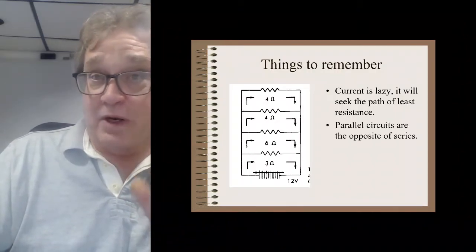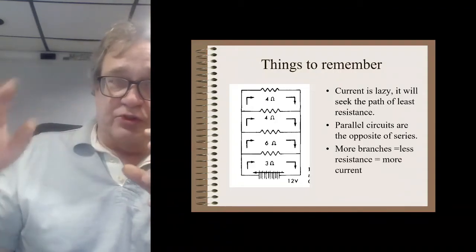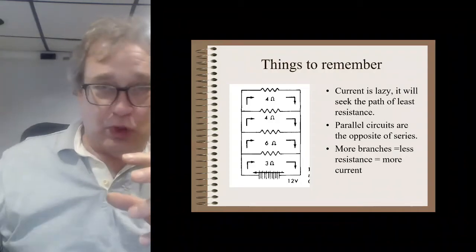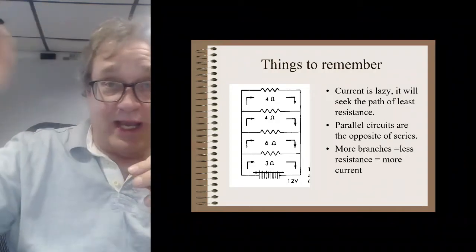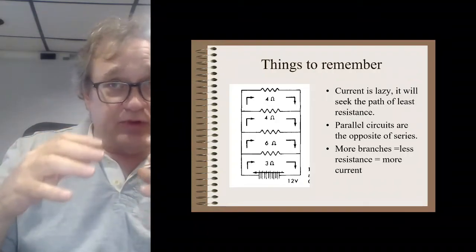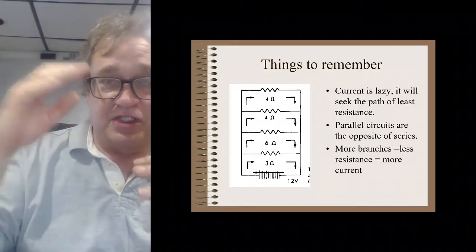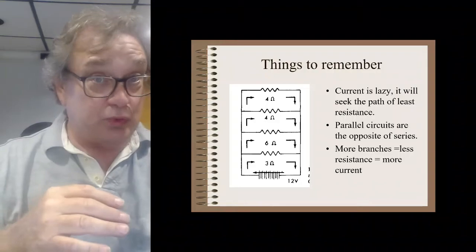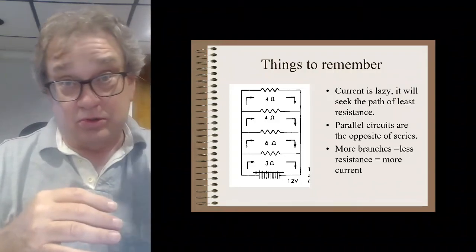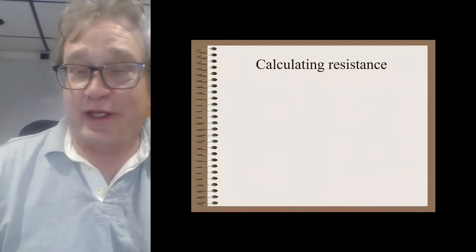All right, and then parallel is kind of the opposite of series. In a series circuit, every time I add another load, the resistance goes higher because we add them all up. But in a parallel circuit, every time I add another branch, it drops the resistance down. So if the resistance goes down, the amperage goes up. Get it? Remember the arrows? All right. Calculating resistance.